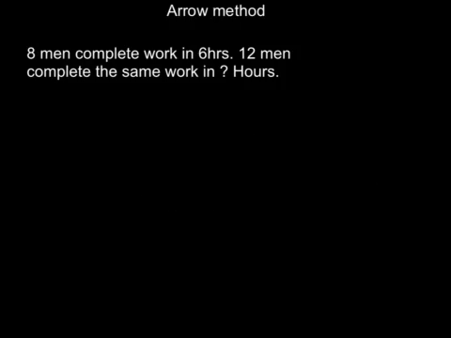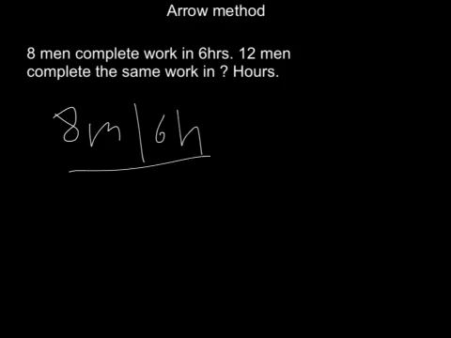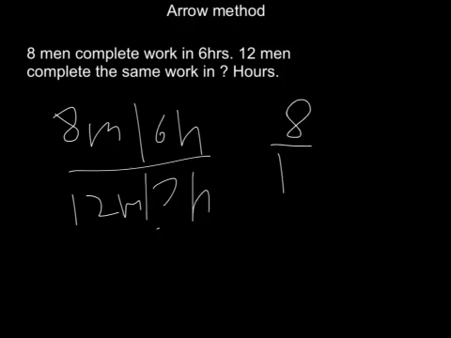In this question, we know that the work is the constant and the men and the time have changed. So let's begin. We know that 8 men can complete the work in 6 hours, and we have to find how long it will take for 12 men to complete the work. So we have to do 8 over 12 equals 6 over x.